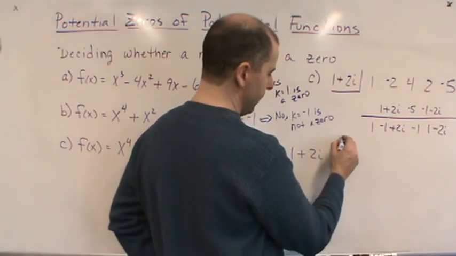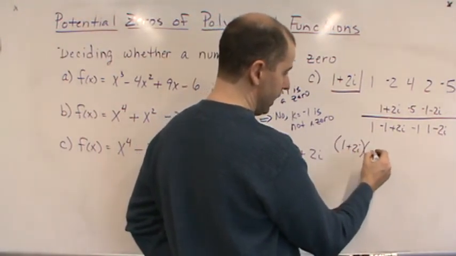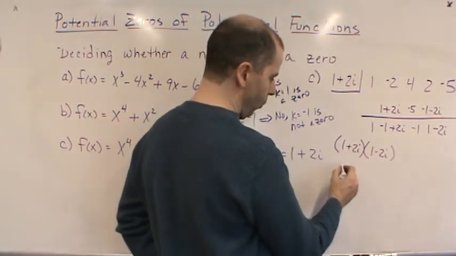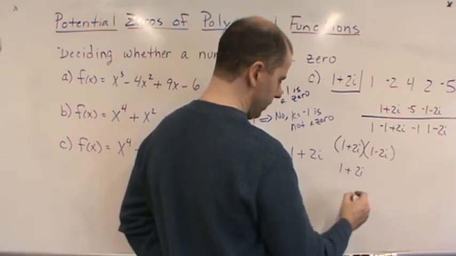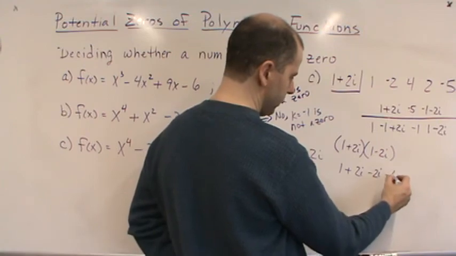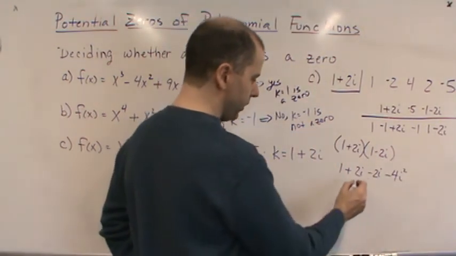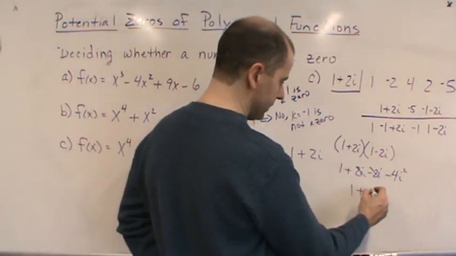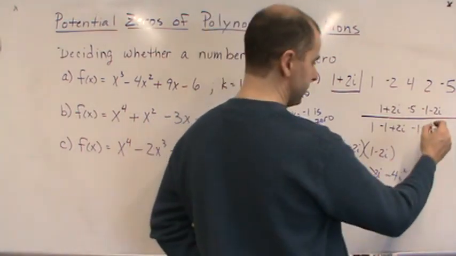So now let's do it again. So now I'm going to do 1 plus 2i times 1 minus 2i. And so what am I going to get? Well, I'm going to get 1 plus 2i minus 2i minus 4i squared. And so again, these are going to cancel, and I'm going to get 1 plus 4, which equals 5. So I get a positive 5 this time.